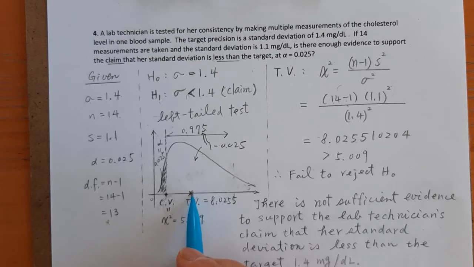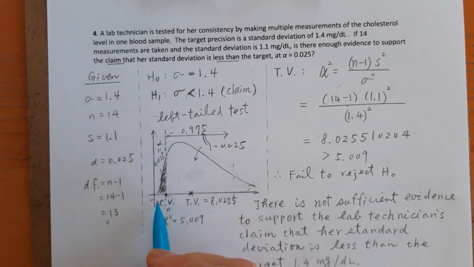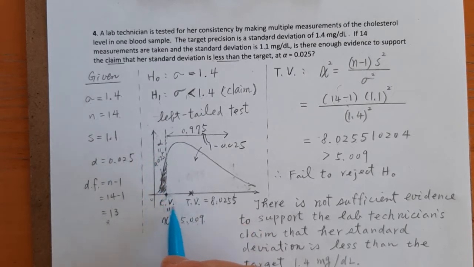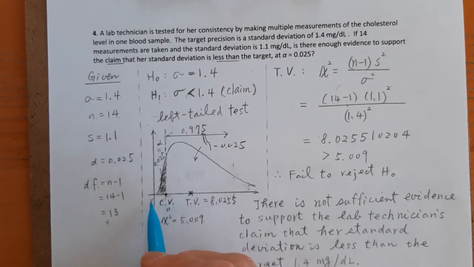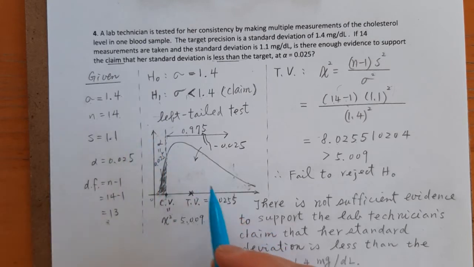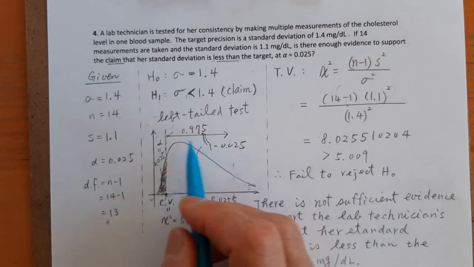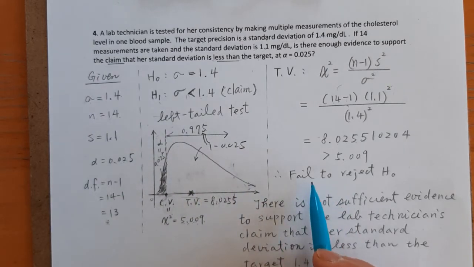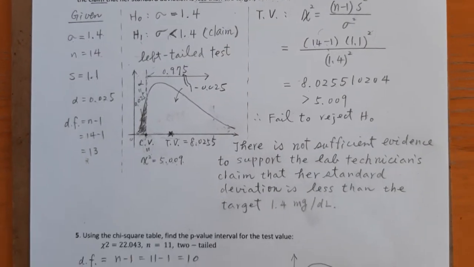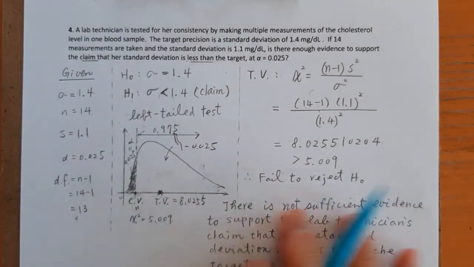So if the test value falls in here, that's reject H0. If the test value is here to the left, our critical value is falling in the rejection region. That's reject H0. If it's to the right, in here, that's fail to reject H0. So the fourth step, write down fail to reject H0. And then the final conclusions, the fifth step.